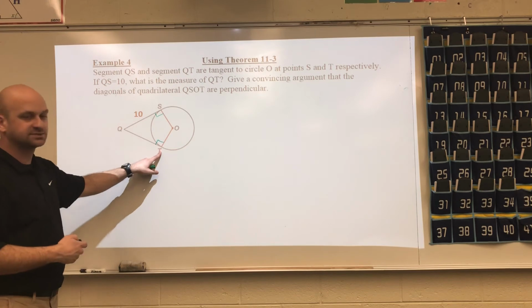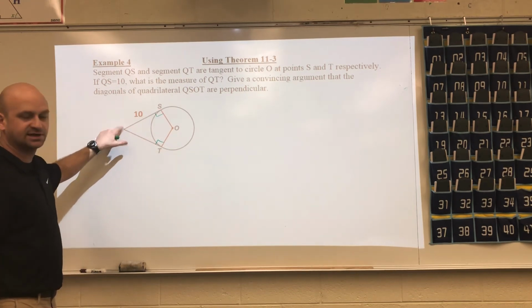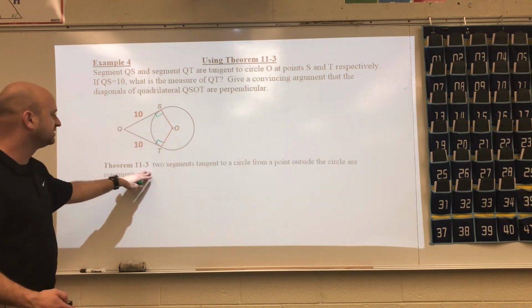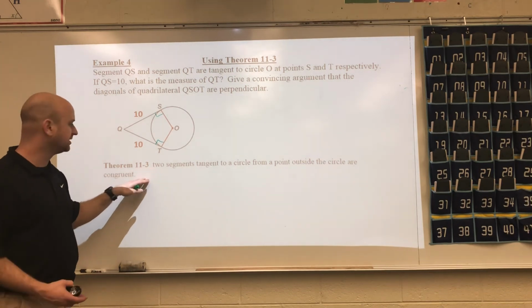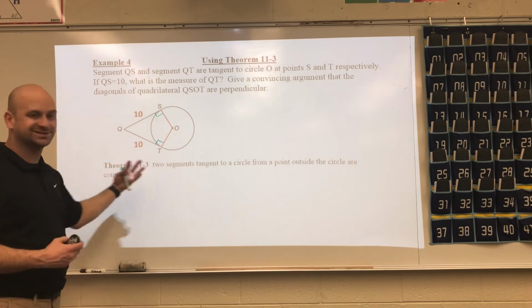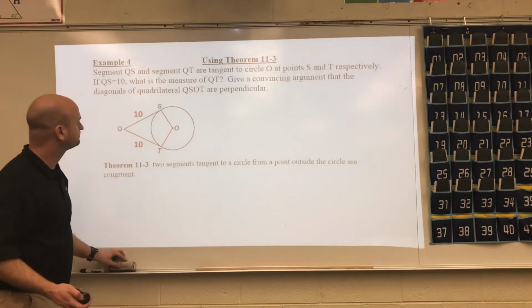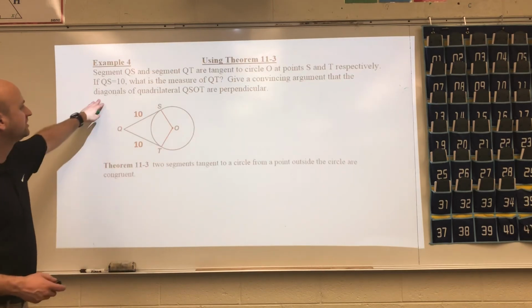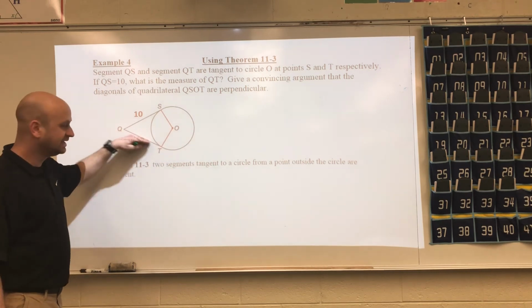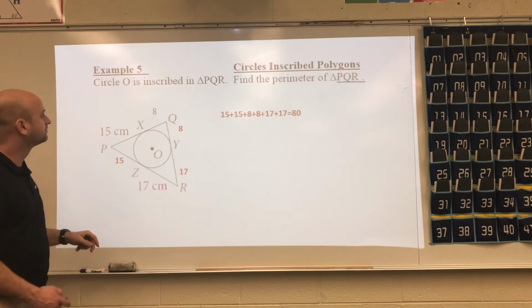Well, we just talked about this a minute ago in the theorem, that if you have two tangent lines that meet at an outside point, then these two segments are going to be congruent. So by definition, by theorem 11.3, two segments tangent to a circle from a point outside the circle are tangent is the reason why these two things are going to be 10 units long. And also why they're perpendicular. So if they're tangent and you have a radius, a tangent line to a radius is going to be perpendicular. So we're going to add in that second theorem.